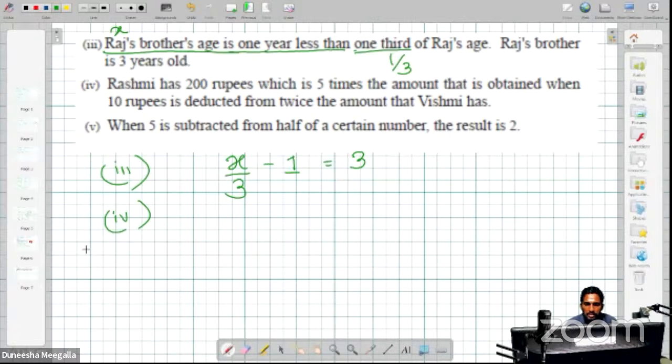Rashmi has 200 rupees, which is 5 times the amount that is obtained when 10 rupees is deducted from twice the amount that Vishmi has. We need to break this into parts. Rashmi has 200 rupees, which is 5 times the amount that is obtained when 10 rupees is deducted from twice the amount that Vishmi has.